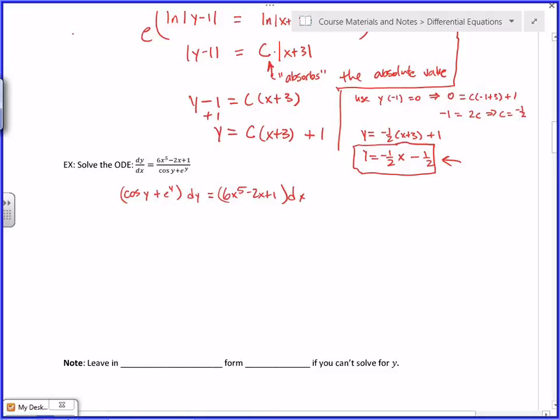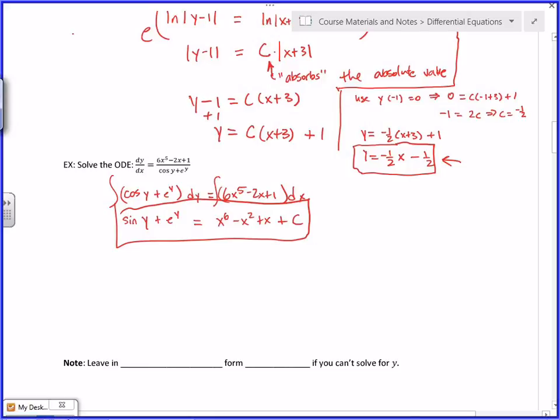Integral of cosine of y. Oh, integrate. Boom, boom. Sine of y plus e to the y. That's the integral of cosine plus e to the y. Right-hand side is x to the 6th minus x squared plus x plus c. Last step would be solve for y if you can. You can't. And so you're done.